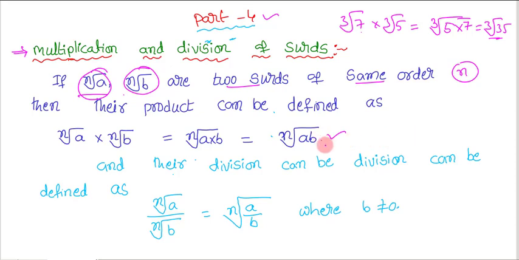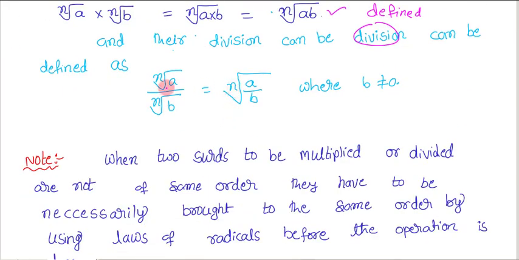And their division can be defined as nth root of a by nth root of b is equal to nth root of a by b. Same example I am taking, cubic root of 3 by cubic root of 5 can be written as cubic root of 3 by 5.